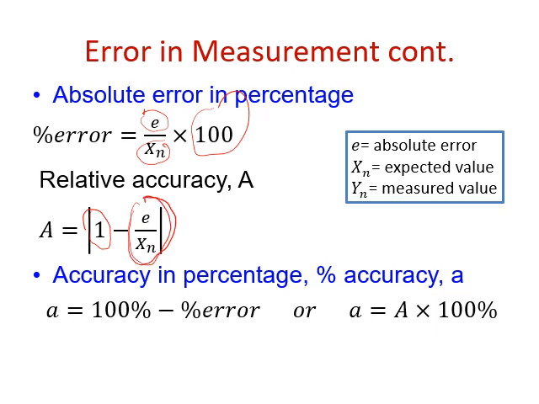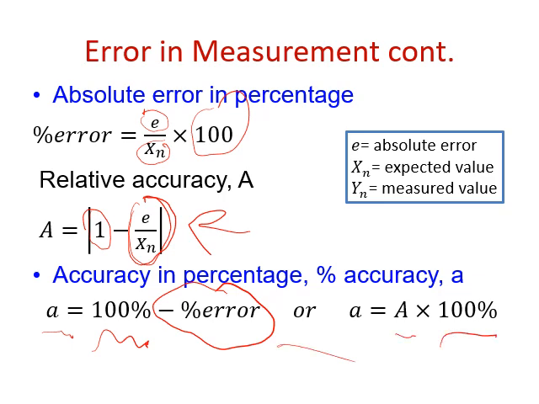Okay. How about the accuracy in percent? It's whatever we obtain in A multiplied by 100%. So this value multiplied by 100%, or we can say A, which is the accuracy in percentage, is 100% minus the percentage of error. So we can obtain it either way. Or as I said here, it's equal to A minus 100%.